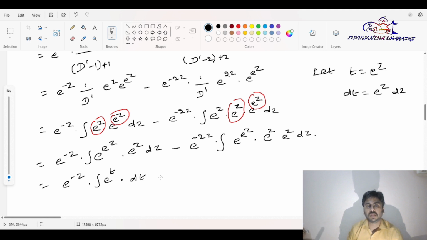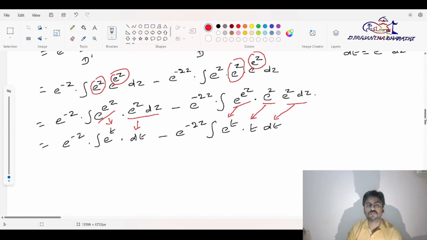So e power t dt, minus e power minus 2z into integral, this is e power t. e power z is t. e power z dz is dt. You understand what I am trying to tell? This e power z is becoming e power t, this e power z dz is becoming dt. This e power z is becoming t, and this e power z dz is becoming dt.